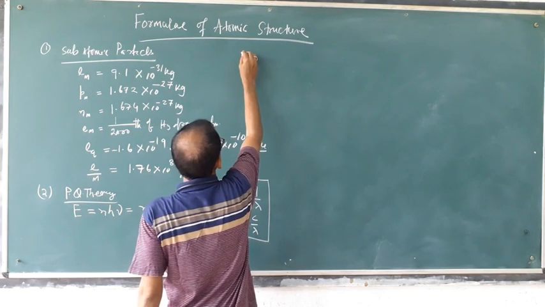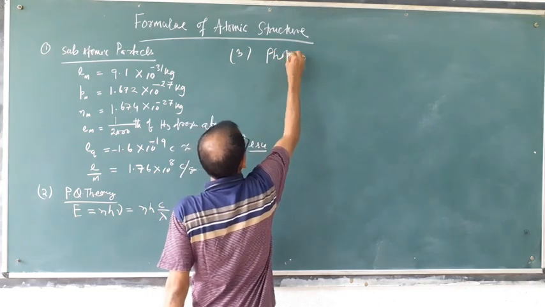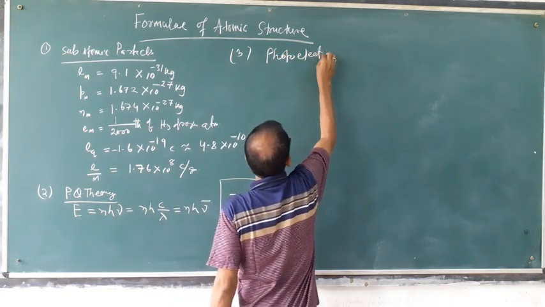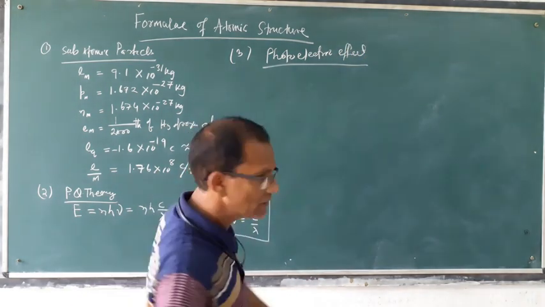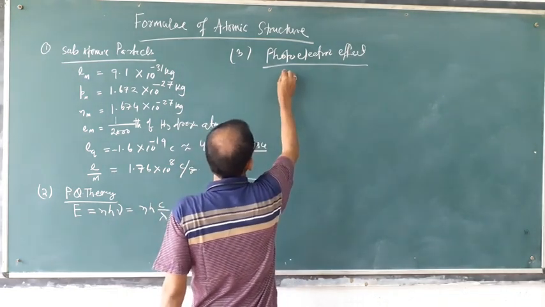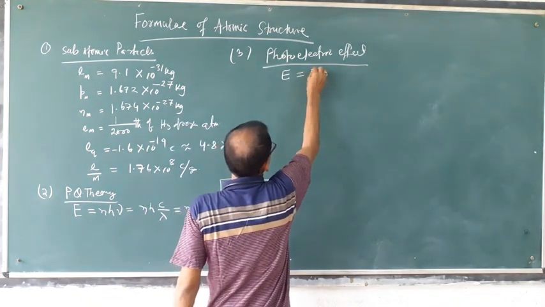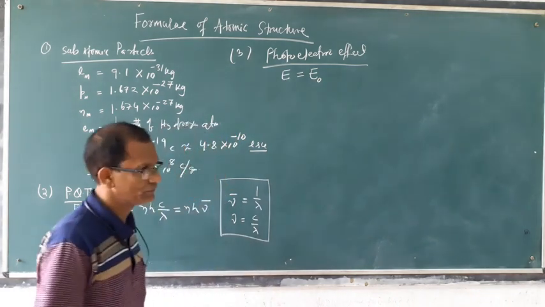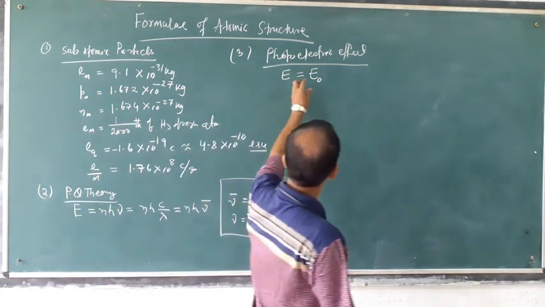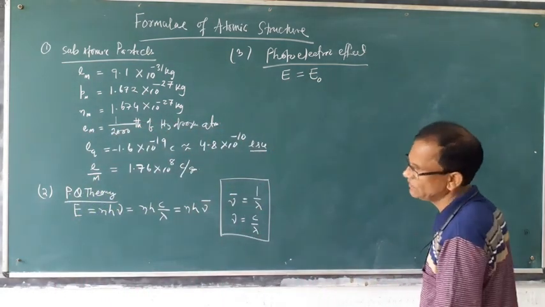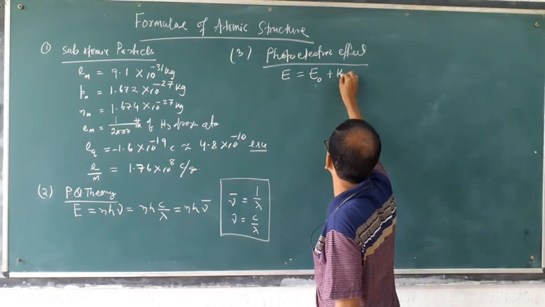Then the photoelectric effect. Einstein's photoelectric effect: the energy of falling light is equal to the work function, that is, the energy necessary to remove the electron from the particular metal atom, called the work function or threshold energy, plus kinetic energy.